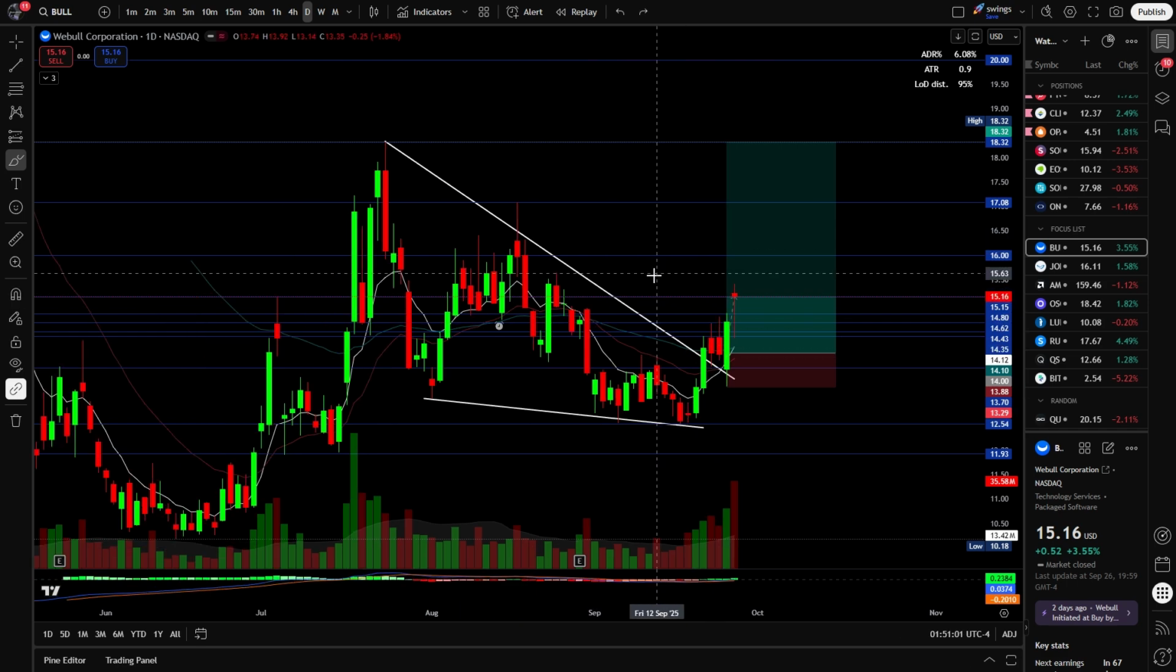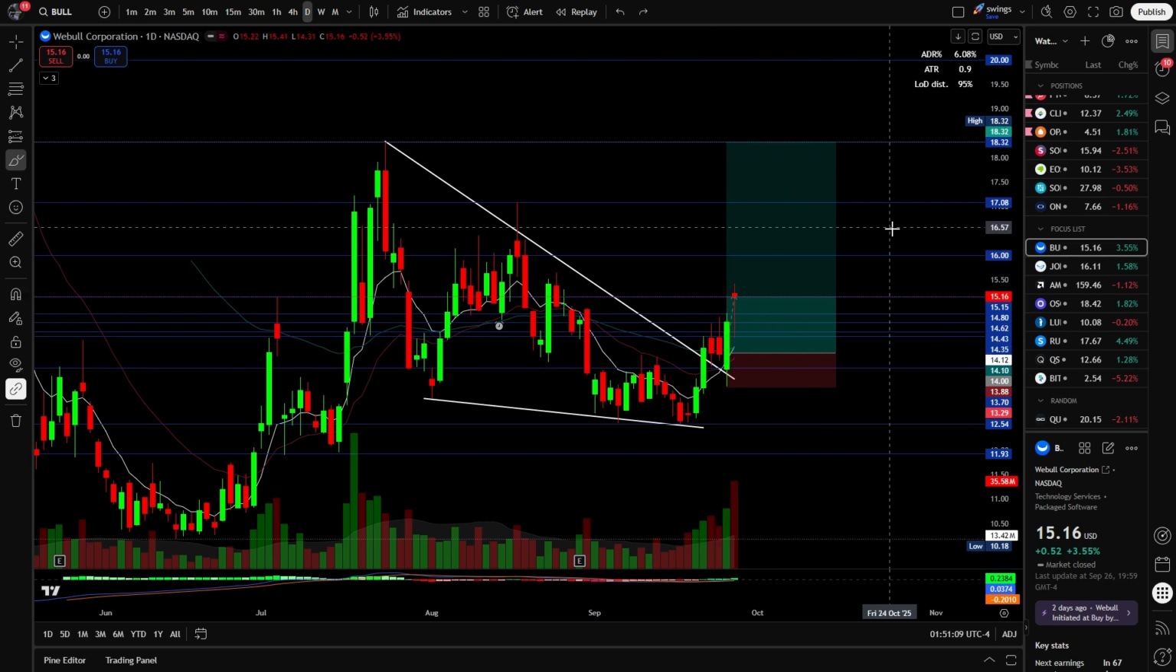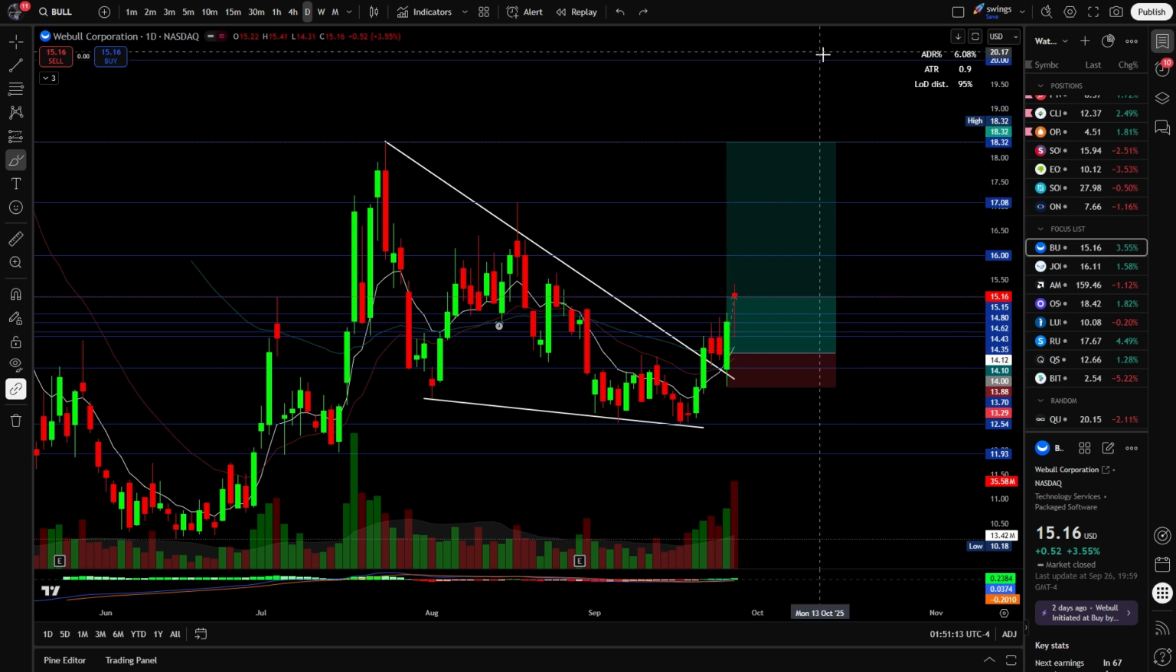then it breaks out, consolidates again, EMAs get in order, and then rockets. So again, that's exactly what I'm seeing here. I'm not going to trim until 1708, and then full profit at 1832 or $20, depending on price action.